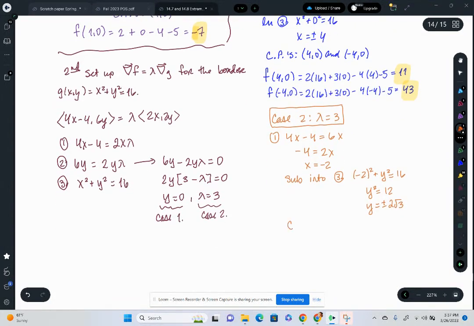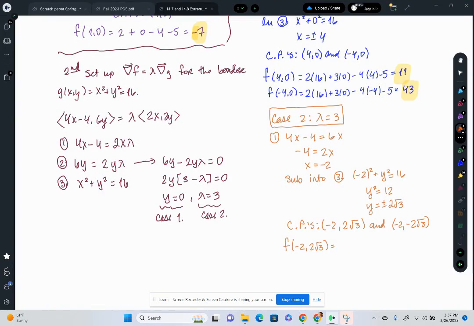Okay, so I got 2 more critical points. We have (negative 2, positive 2 root 3) and we have (negative 2, negative 2 root 3), and we can find the function values of those. F of (negative 2, 2 root 3). I did the math on that one already as well, so I'm just going to give it to us. It's 47. And then f of (negative 2, negative 2 root 3) is going to work out to 47 as well.